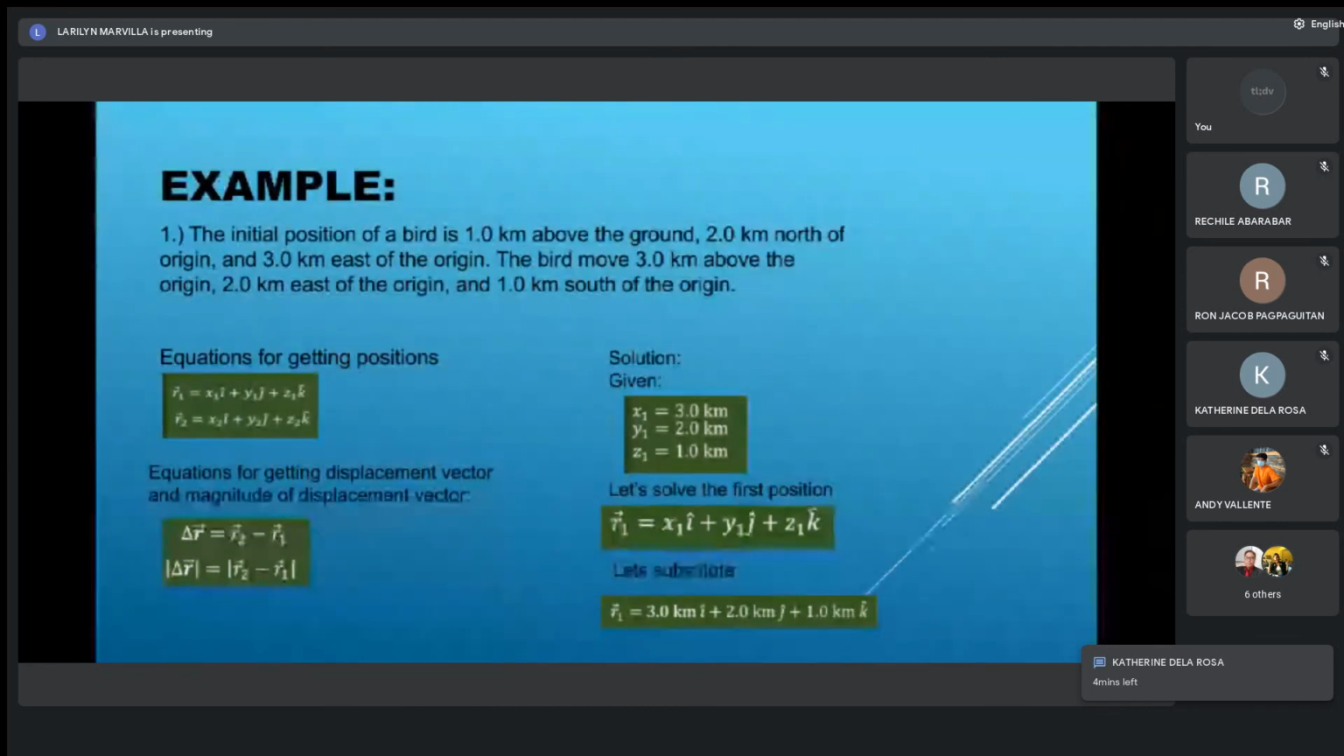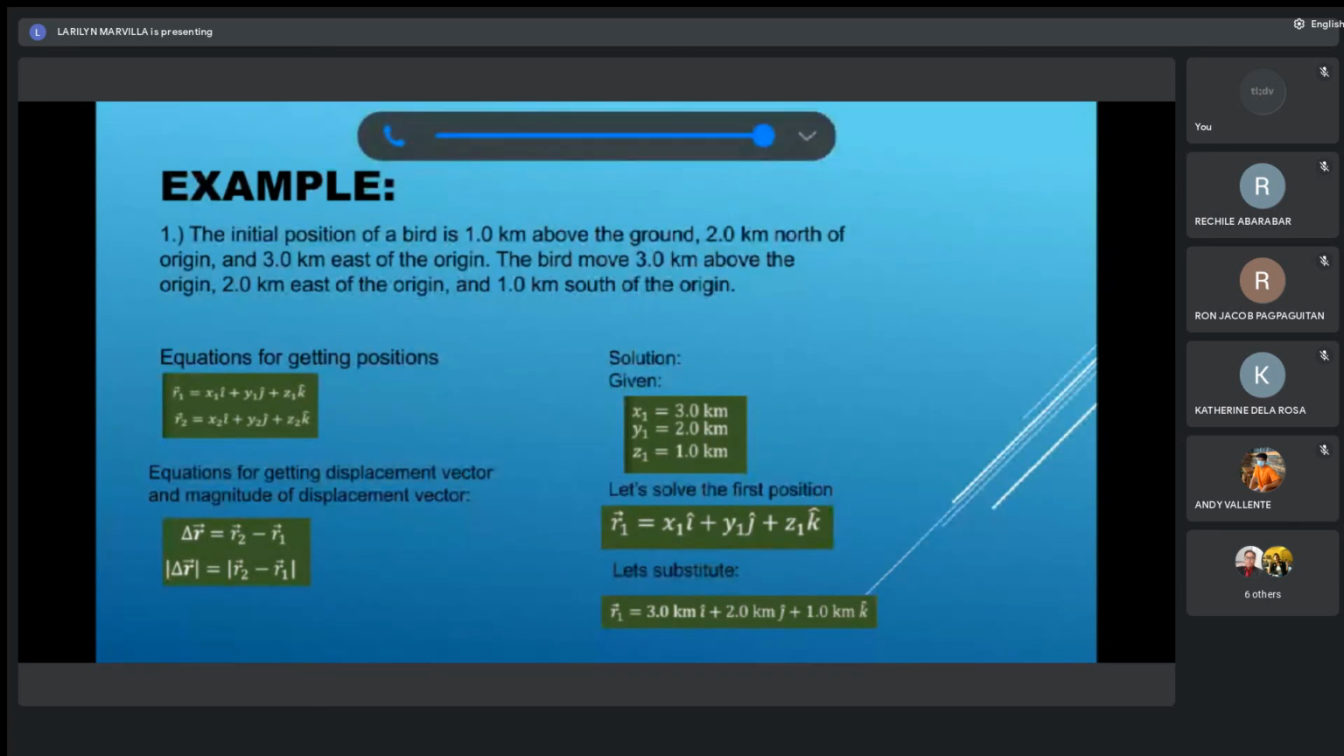So kani isa ka example. The initial position of a bird is 1.0 kilometer above the ground, 2.0 kilometers north of the origin, and 3.0 kilometers east of the origin. The bird moved 3.0 kilometers above the origin, 2.0 kilometers east of the origin, and 1.0 kilometer south of the origin.